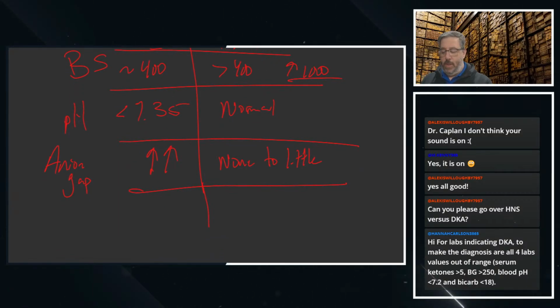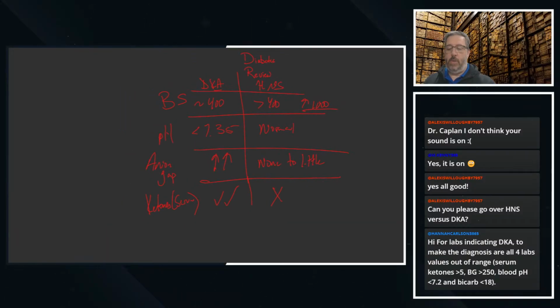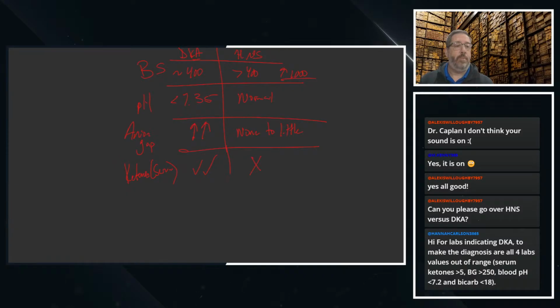Let's keep going. Let's talk about ketones, mainly in the serum, because remember, we don't really care about the urine so much. Yes, with DKA they're going to have ketones in the serum. Most likely very low for ketones with hyperosmolar. Okay, so I hope that helped answer that question.